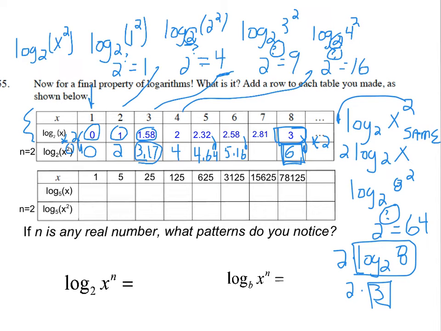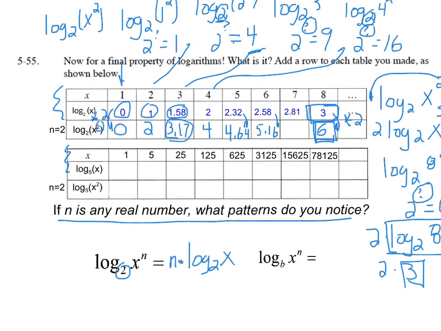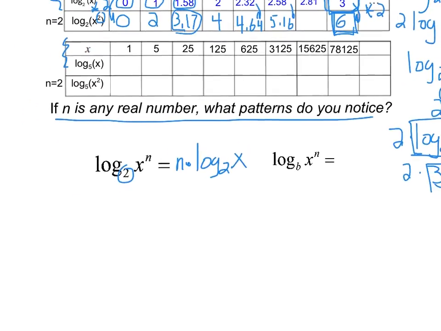So we've got this property. If n is any real number, what patterns do we notice? Well, just on this one example with base 2, we're noticing that the log base 2 of x raised to some power is equal to n times the log base 2 of x. Now, I just want to verify that by going with a different base. So let's change colors. Let's go with green this time. And hopefully I can create some space here.